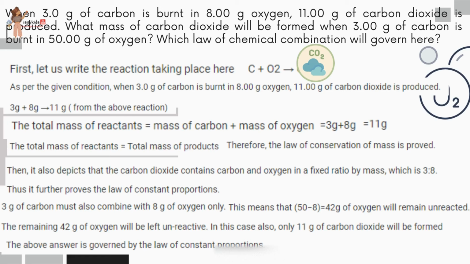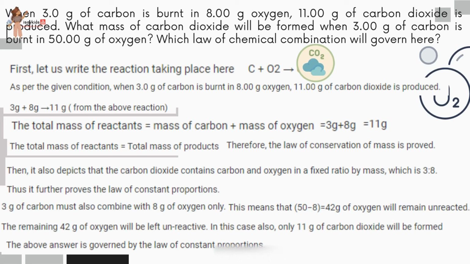When 3 gram of carbon is burnt in 8 grams of oxygen, 11 gram of carbon dioxide is produced. What mass of carbon dioxide will be formed when 3 gram of carbon is burnt in 50 grams of oxygen? And which law of chemical combination will govern here? This is a very interesting one.